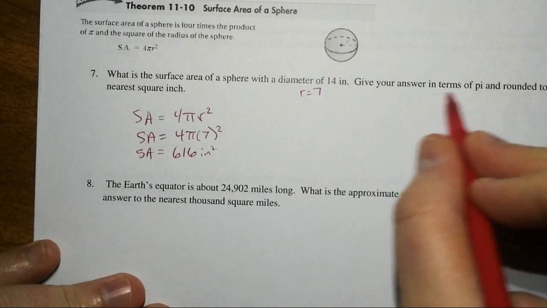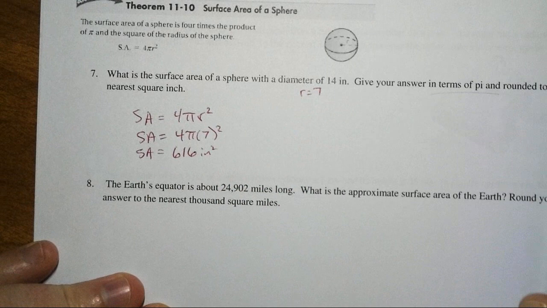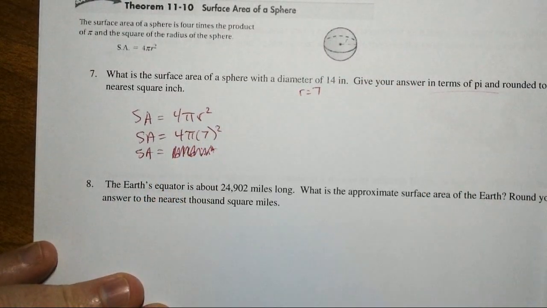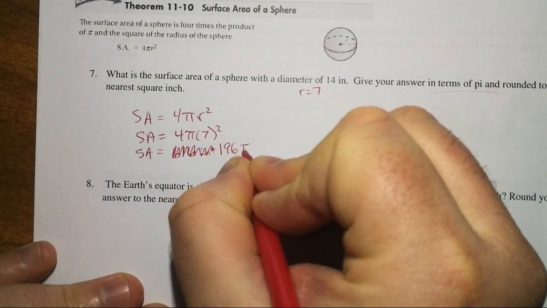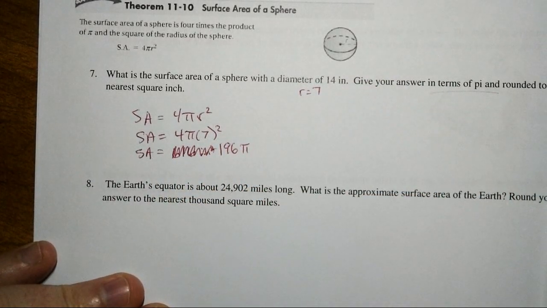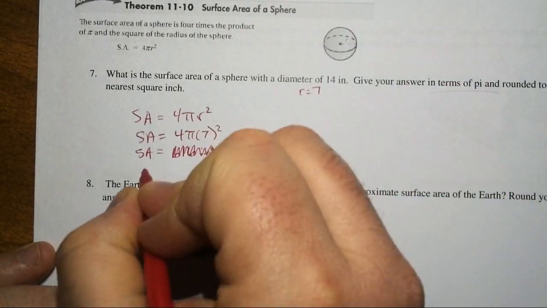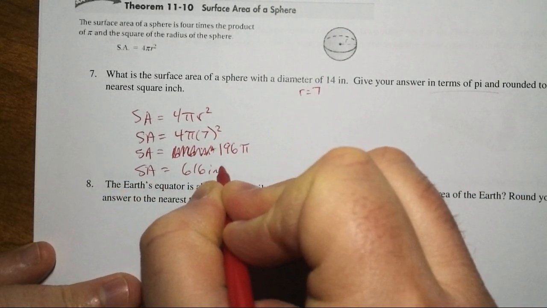Okay? It does say in terms of pi, and we're going to do both. So if that's the rounded, normally actually what I would do is get pi first. So this is really 49 times 4. Should have read the directions before I started. Which is 196 pi. And then when you do the 196 pi in the calculator, you see we get that answer right back. So now we know the surface area is equal to 616 inches squared.